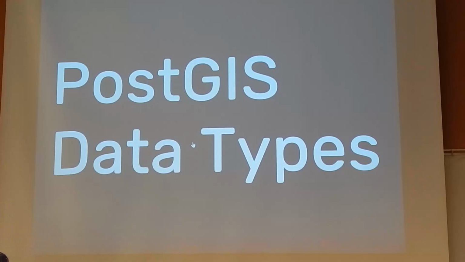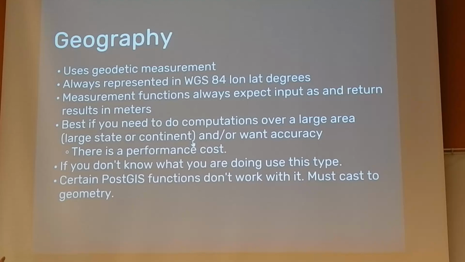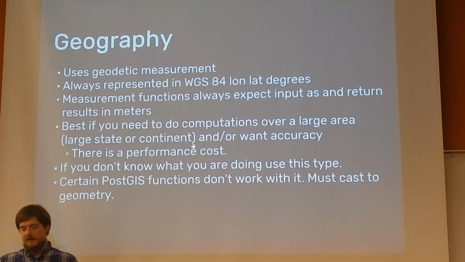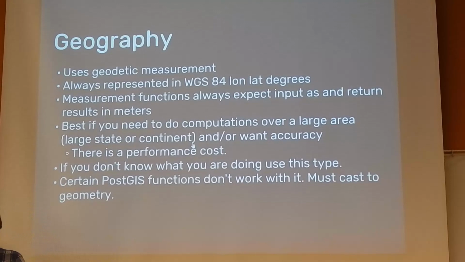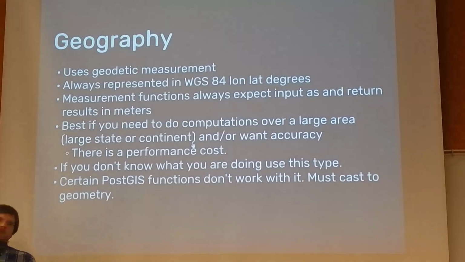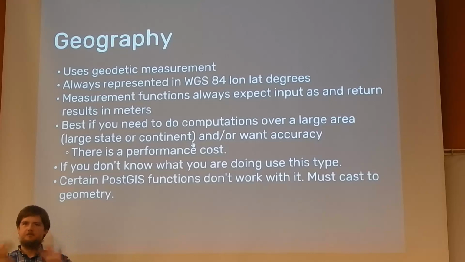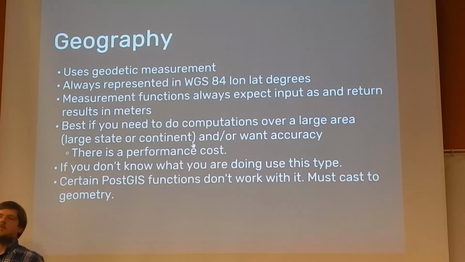Next thing I want to talk about are the PostGIS data types. There are two. The first one I'll talk about is geography. The geography type uses geodetic measurement. It's always represented in GeoJSON. Measurement always expects meters, input and output. This is best if you need to do computations over a large area, or want accuracy, because your measurements use a spheroid instead of a flat plane.